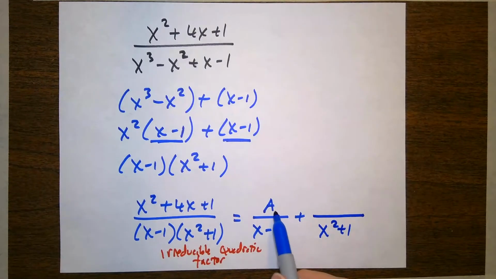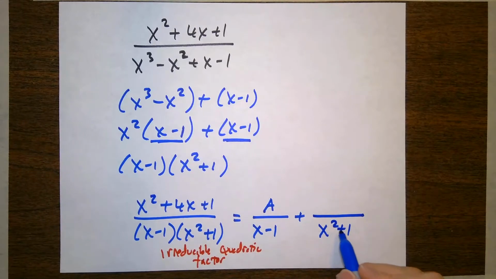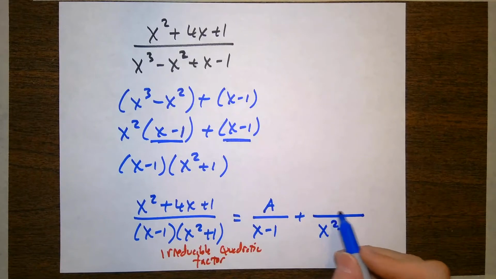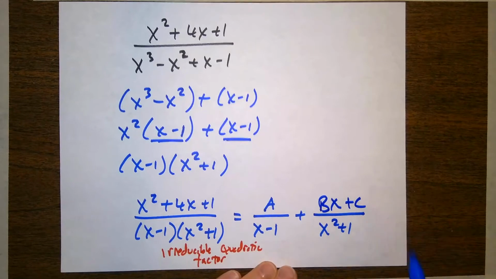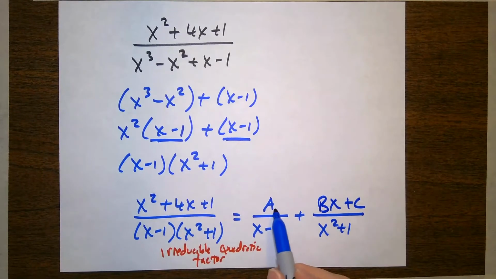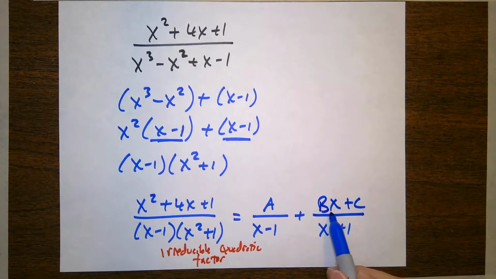Now notice that up until now, these have all been constants, constant over a linear. The numerator is always going to be 1 degree less than the denominator. But now I've got a quadratic denominator. So it's not going to be a number up here. It's going to be something times x plus a constant. So we're going to write it as bx plus c. So I'm going to have something over x minus 1, and then bx plus c, a linear over this quadratic, a first degree over the second degree. So I've got 3 variables that I need to find, the a, the b, and the c.